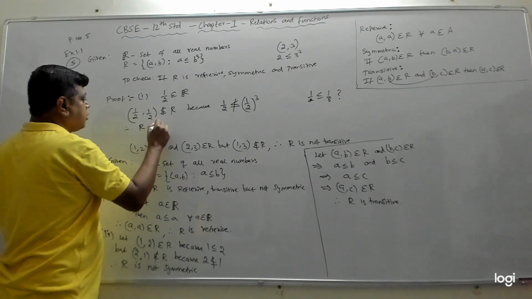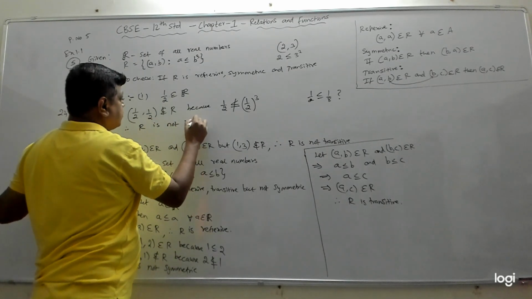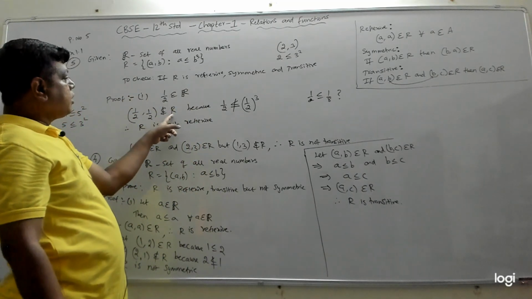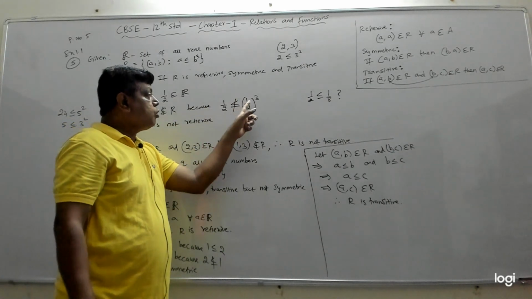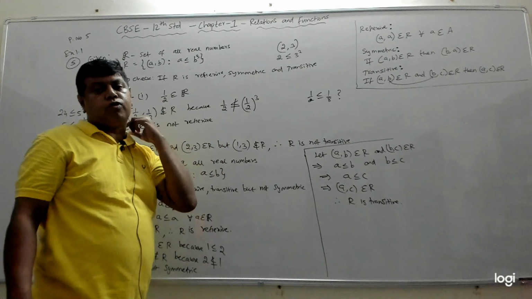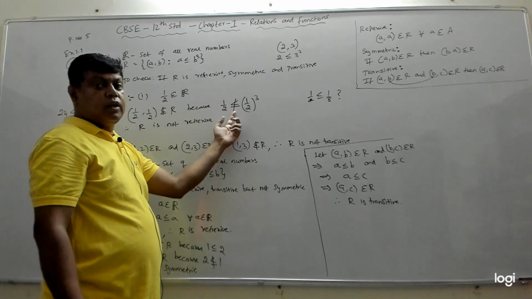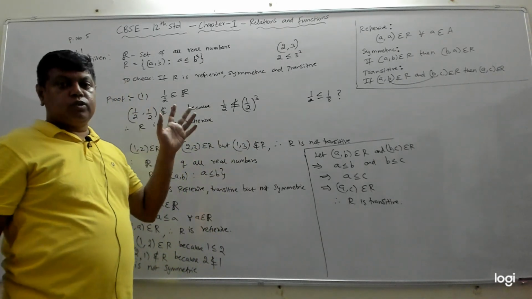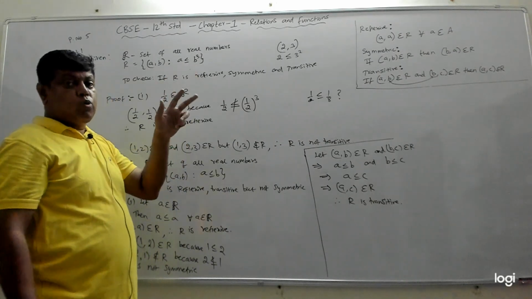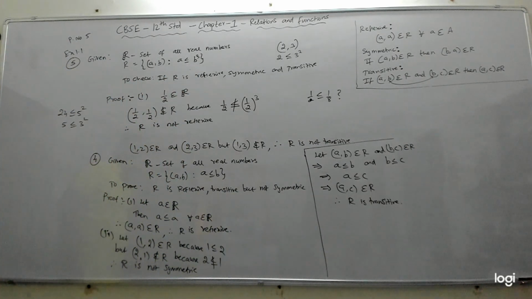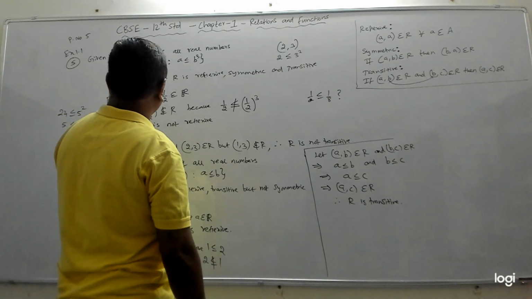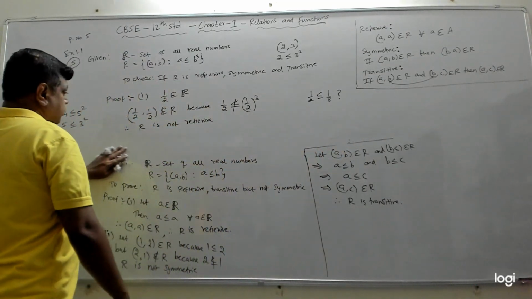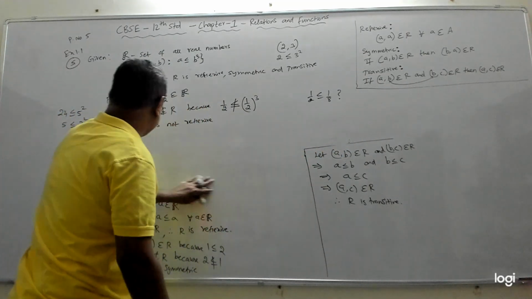Therefore, R is not reflexive. You can even take 1/4. Then (1/4, 1/4) does not belong to R, because 1/4 is not less than or equal to (1/4) cube, which is 1/64. 1/4 is greater than 1/64. So therefore you can say R is not reflexive. If you choose any number between 0 and 1, this condition will fail. Then we should check whether it is symmetric.